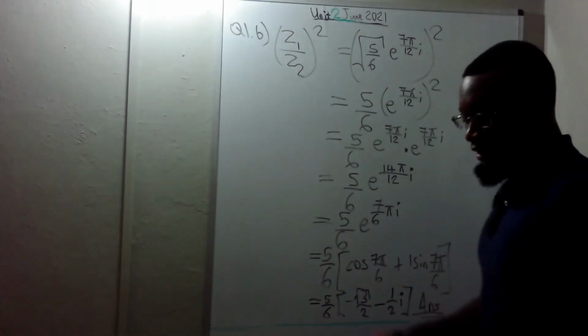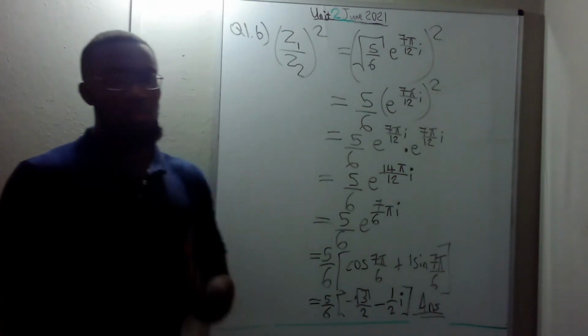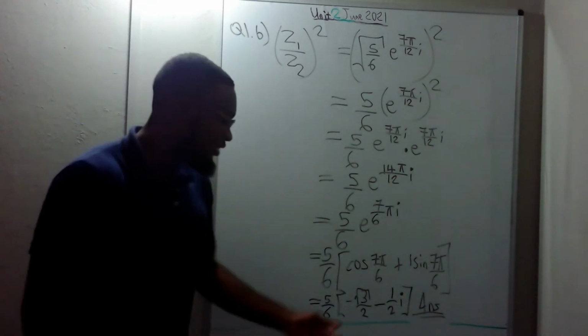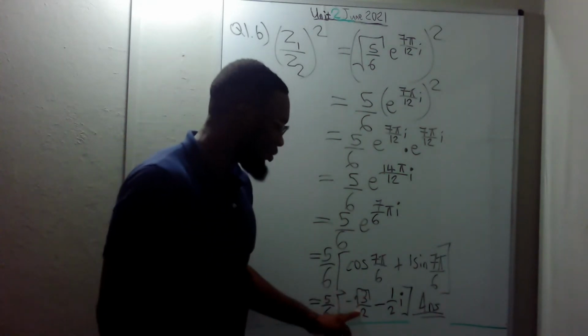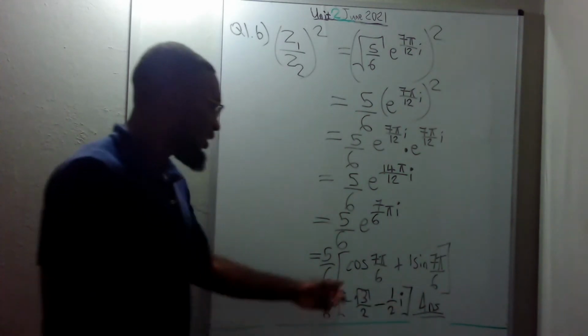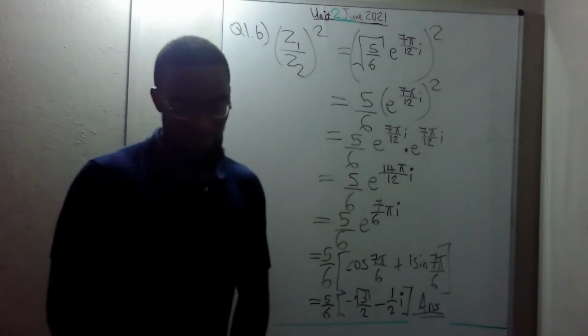You can simplify it if you want. I don't wish to simplify it. You can, I won't. I leave my answer right here: 5 over 6 times minus root 3 over 2 minus a half i. You can simplify that if you want, and that's that.